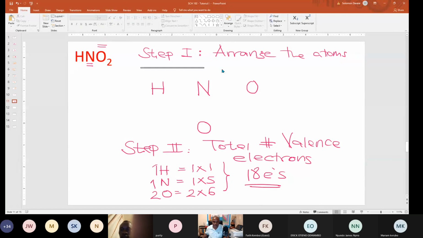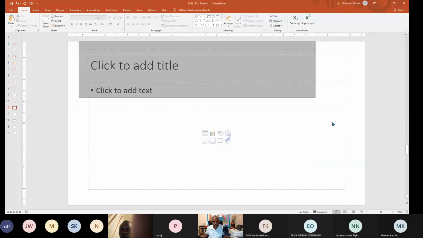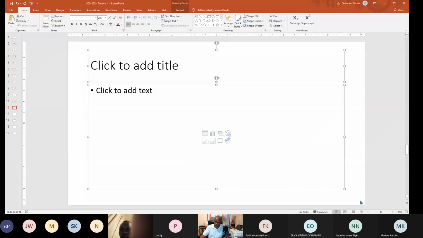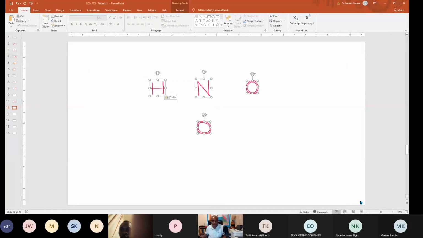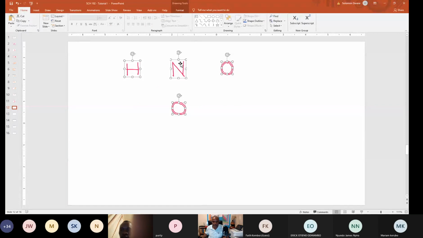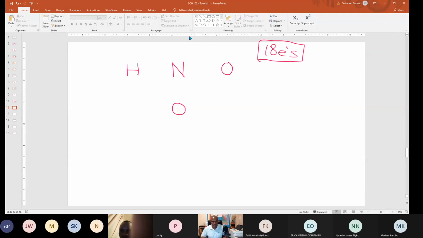So this is how they should be arranged. Let me copy that one. And then we have 18 electrons to distribute. Nothing less, nothing more. These you share out among the elements, and as you share out, you must make sure at the end that the duet rule for hydrogen and the octet rule for the other elements are followed.